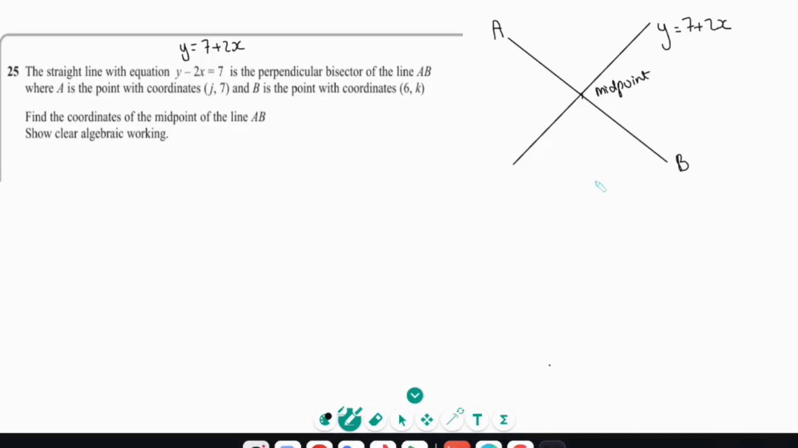Okay, where A is the point with coordinates j, 7 and B is the point with coordinates 6, k. Find the coordinates of the midpoint of the line AB. Okay, what do we know about the midpoint at the moment? Well, we know the equation, or the formula rather.